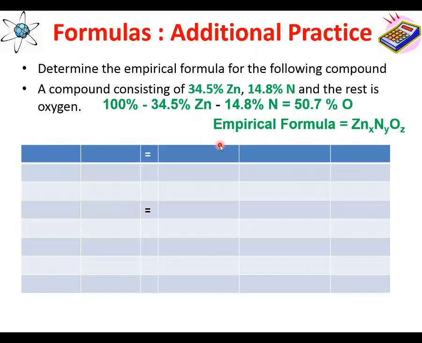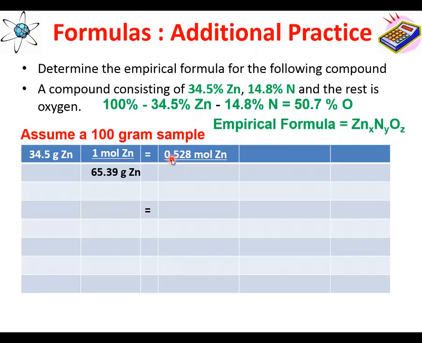And so if I start to look at this sample, I can assume a 100-gram sample. The reason why, remember, is that my mass percents will play nicely with a 100-gram sample to find gram quantities that are the same value as my mass percents. It doesn't really matter if the actual sample is 100 grams here. This just simplifies the calculation for us. So if I have a 100-gram sample, I must have 34.5 grams of zinc because it was 34.5% by mass. Divide by the molar mass of zinc of 65.39 grams of zinc for every 1 mole. That gives me 0.528 moles of zinc present in this 100-gram sample. I do the same calculation for the other elements.